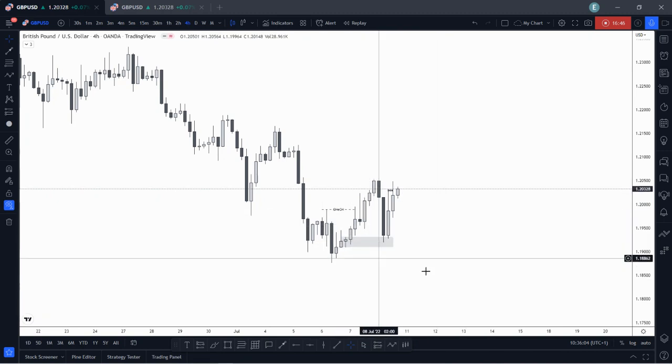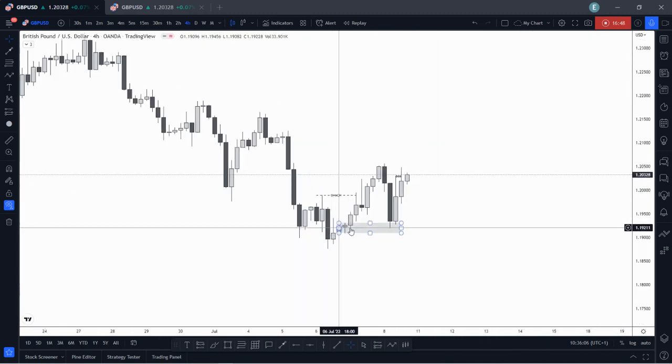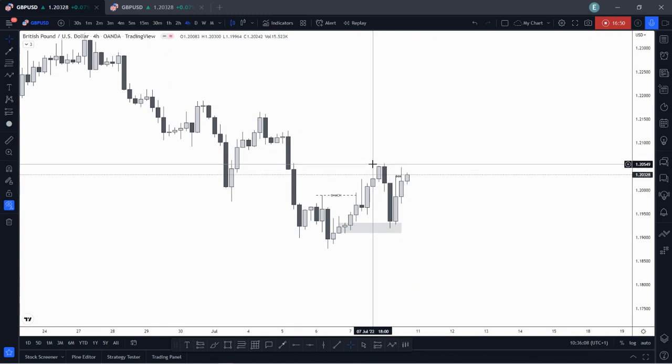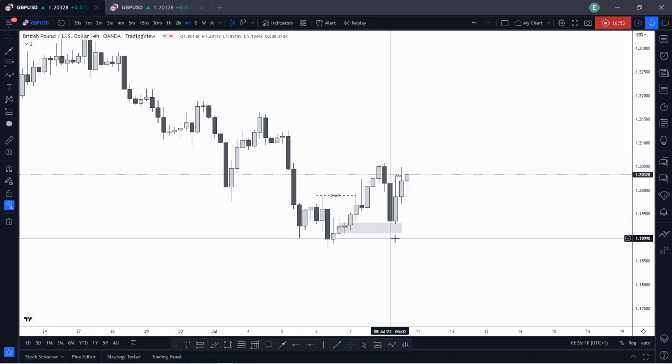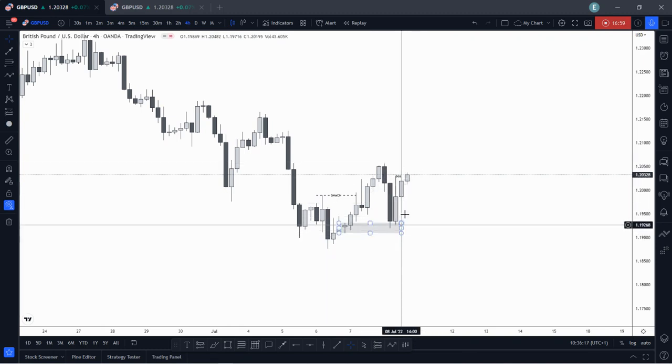So now after seeing this, and after seeing the market reacting to this order block, I could expect these highs to get taken. So in fact, I was able to capitalize on this buy move on Friday, yesterday. I was able to capitalize on this buy move.